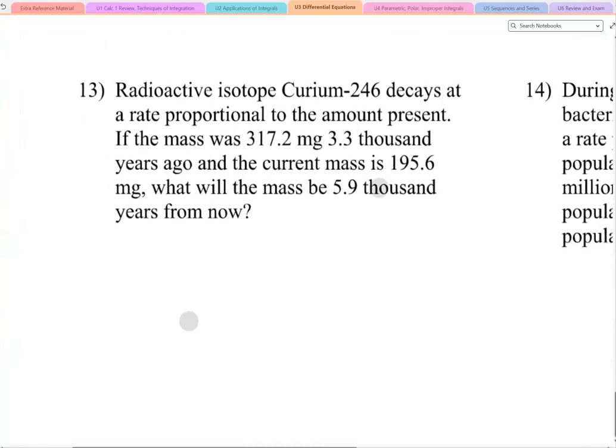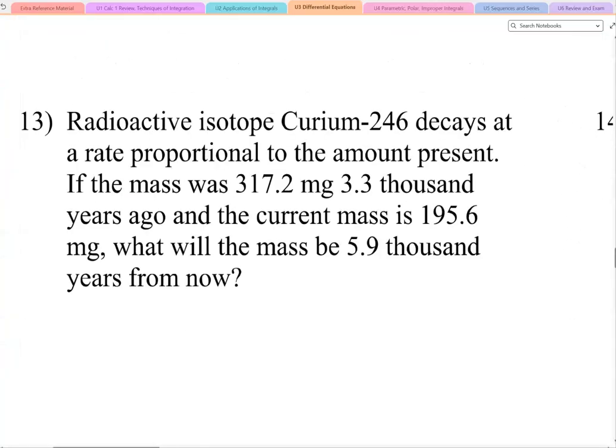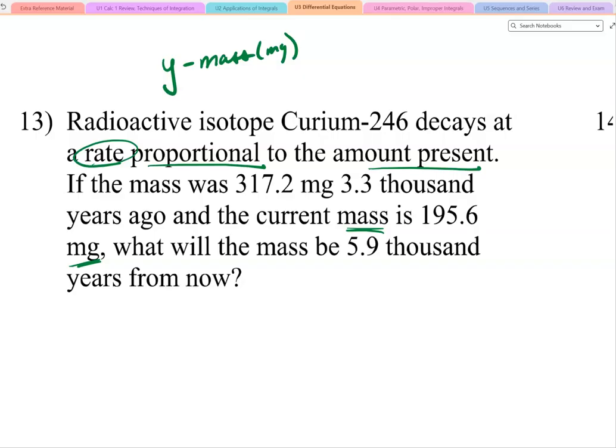So let's try number 13. So in this case, we have an isotope of curium that decays at a rate, okay, so that's a good clue, proportional to the amount that's present. So if I let y represent the amount that's present, so y is going to be the mass in milligrams, then we'll let time be represented. We can use t for time or x for time, whatever you feel like. We'll say time in thousands of years. That way we don't have to write any real large numbers here.